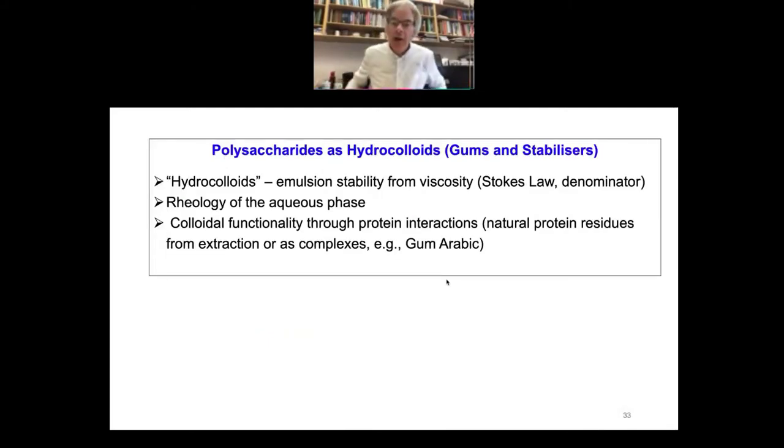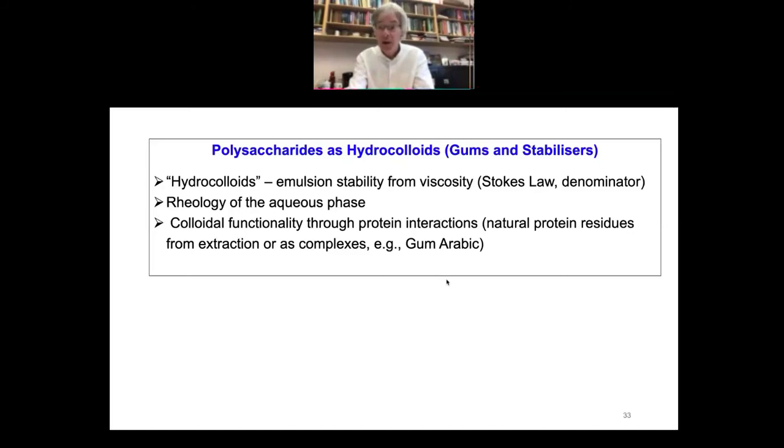Now, polysaccharides play a role in emulsions, but typically as a hydrocolloid. So in that case, you're getting emulsion stability, but it's from viscosity in the aqueous phase rather than interfacial properties. Sometimes they say polysaccharides have interfacial properties, but quite often if they do, it's because there's a minor protein component that's associated with it.